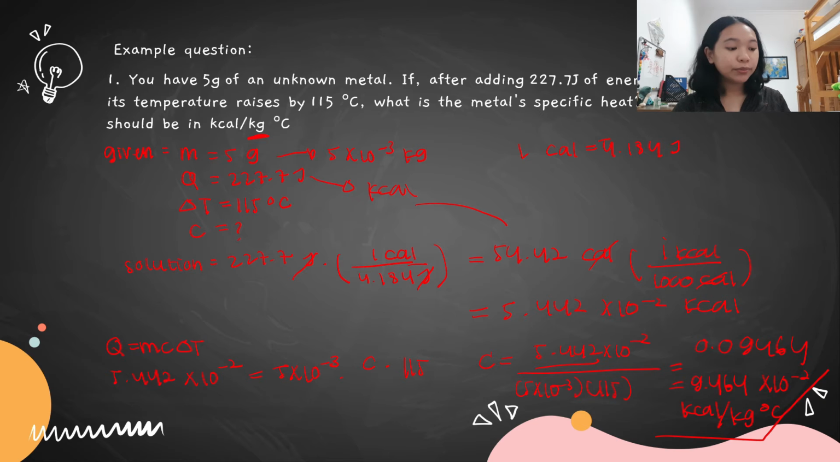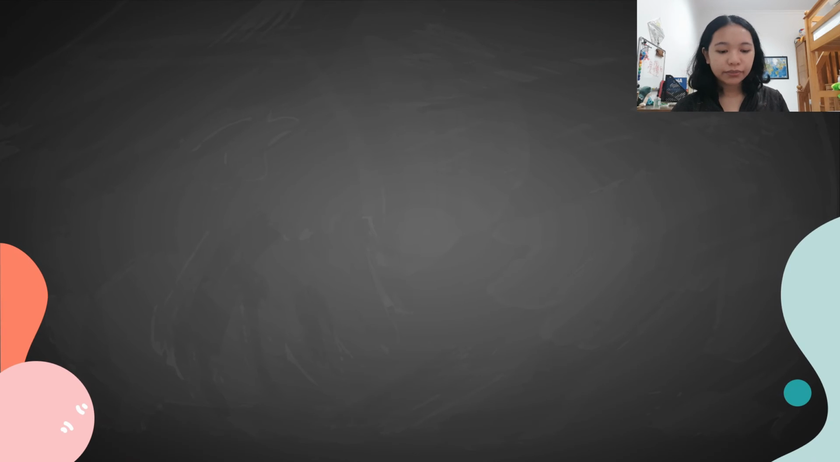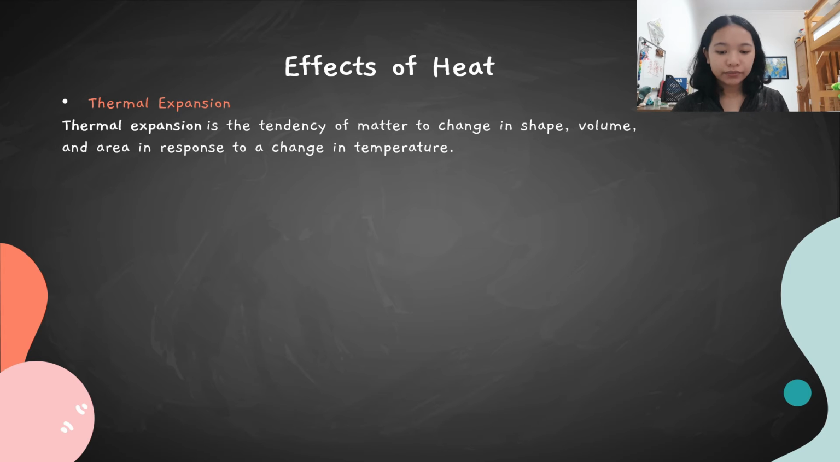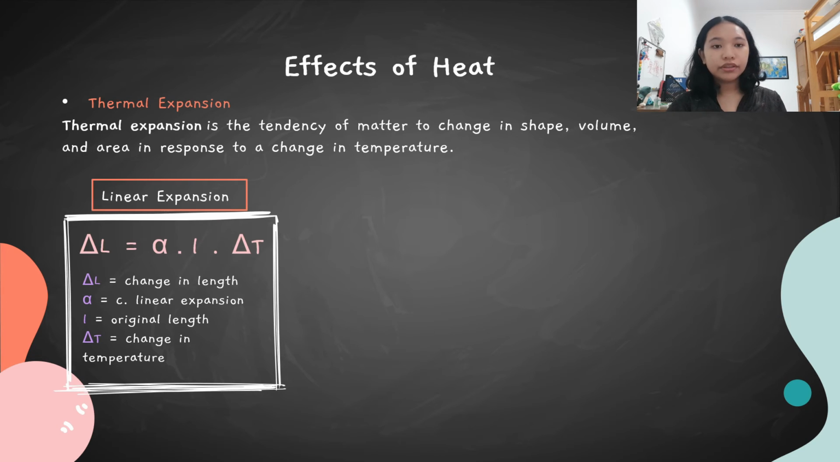Next, let's move on to our next subtopic, which is effects of heat. So heat can change an object in ways. One example is thermal expansion. Thermal expansion is the tendency of matter to change in shape, volume, and area in response to a change in temperature. There are 3 types of thermal expansion that we are going to study. We have first linear expansion.